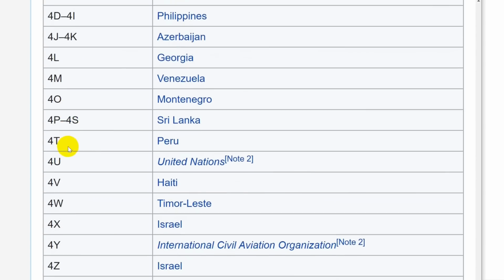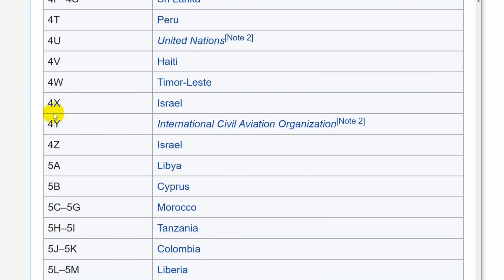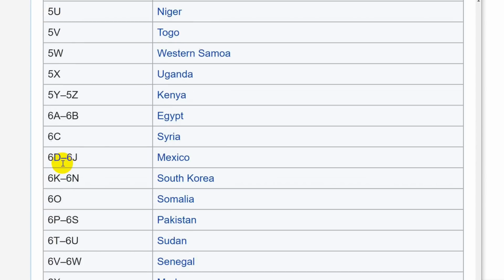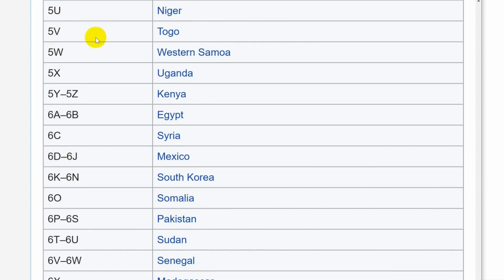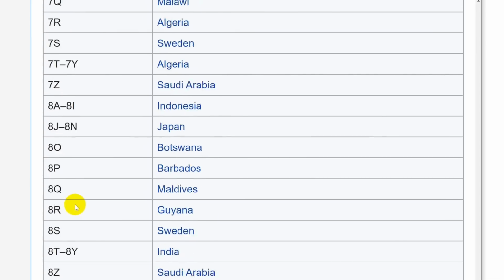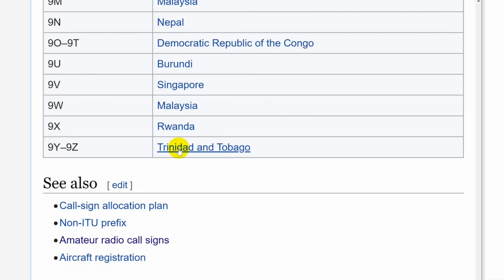You get down into these numbers here, like 4X for Israel, and 4Z. Very small country, so they can do that. Some that you hardly ever hear here, and it just goes on down to the bottom till you run out of numbers. Trinidad and Tobago for 9Y and 9Z.